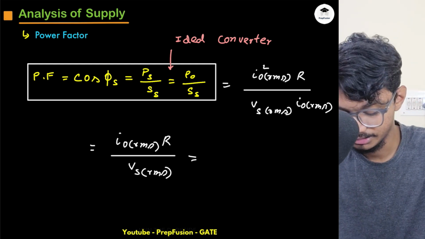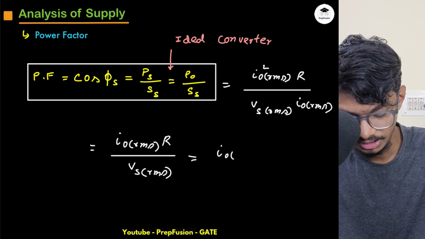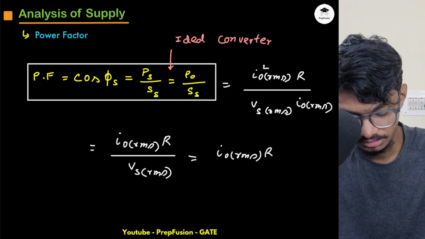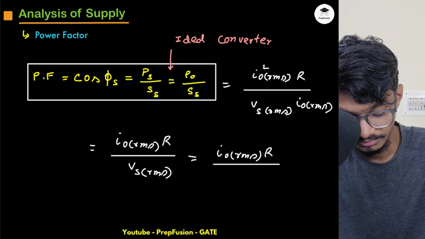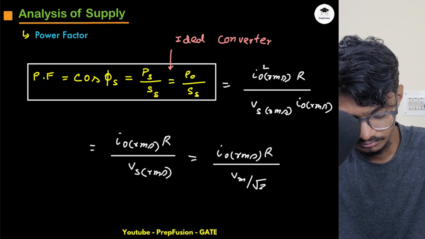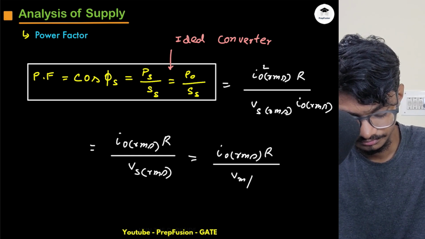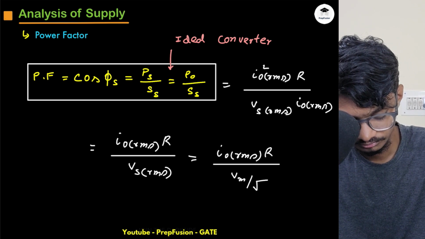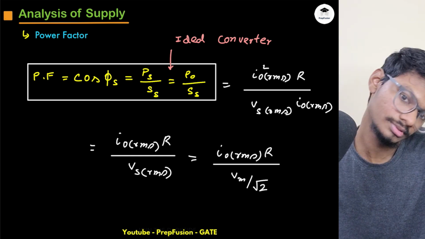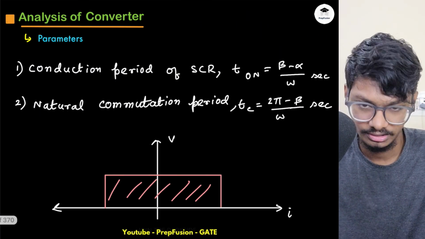So like this I can further write this side. This will be IO RMS into R divided by Vm by root 2. Okay, by Vm by root 2. So this will be the answer. So like you can derive it.